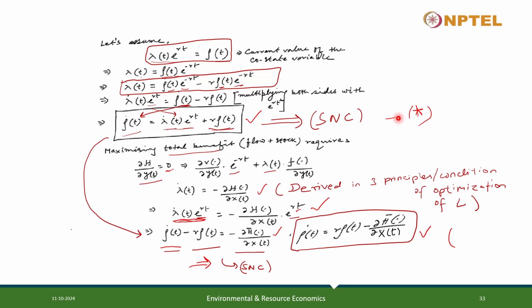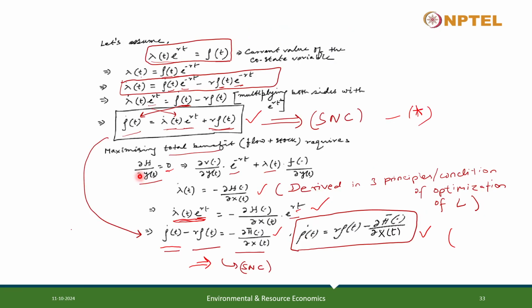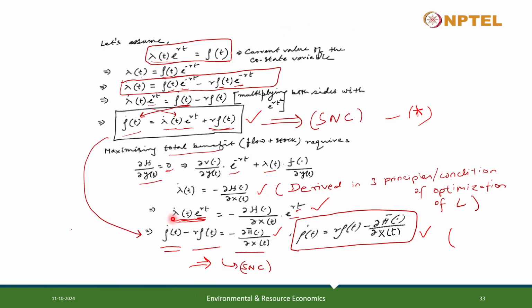Now we have three principles which we have derived from here. We have said that the differentiation of the Hamiltonian with respect to y t is 0. So from here, what we have obtained is that we have the current value Hamiltonian as this function. I differentiate it with respect to y t and equate it to 0. From here I get this, and my lambda dot t. This is again derived from the three principles, so I'll show it one more time. This lambda dot is equal to minus dou h by dou x. So lambda dot e to the power rt, and e to the power rt is multiplied on both sides, that is the difference.